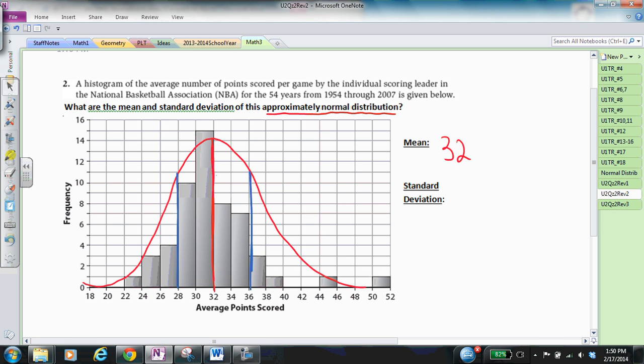So what's the distance from the middle, the mean, out to this one standard deviation above, 32 up to 36? That's a distance of 4. So the standard deviation is about 4. Again, it's approximate. If you had said, oh, it's right here, and you had gone with 5, I'm okay with that too, because we're approximating.